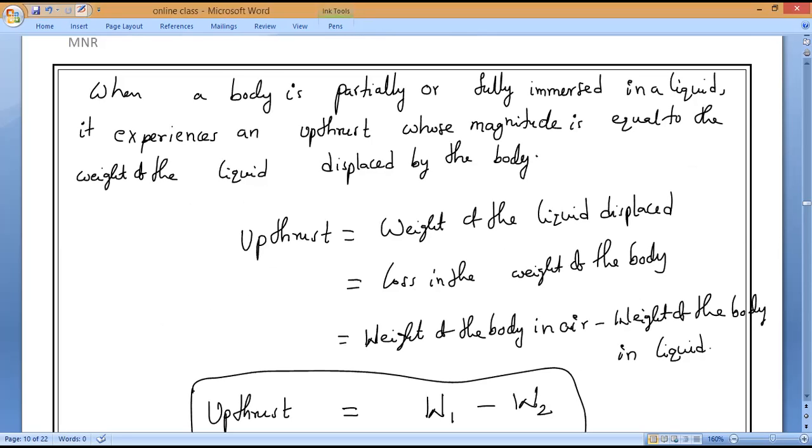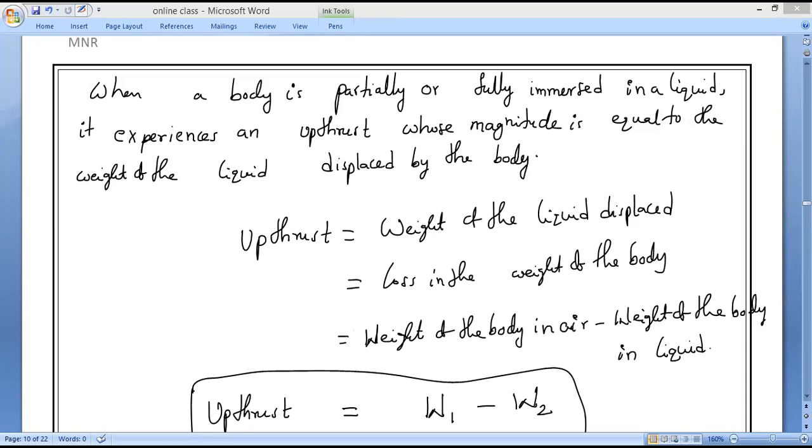Understand? So remember, Archimedes principle means the upthrust exerted on a body is equal to the weight of the liquid displaced by the object, that is, by the immersed portion of the object. That's all it is called, Archimedes principle.